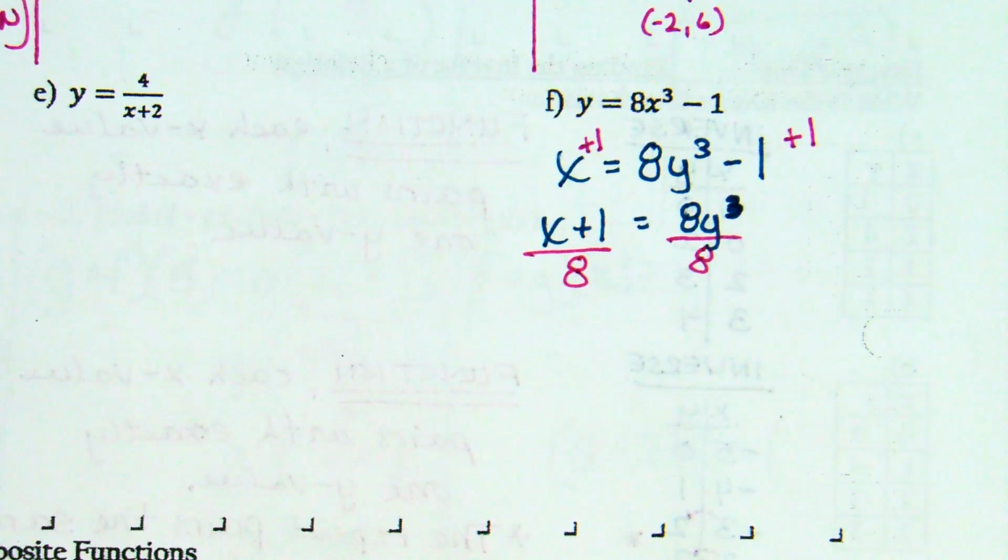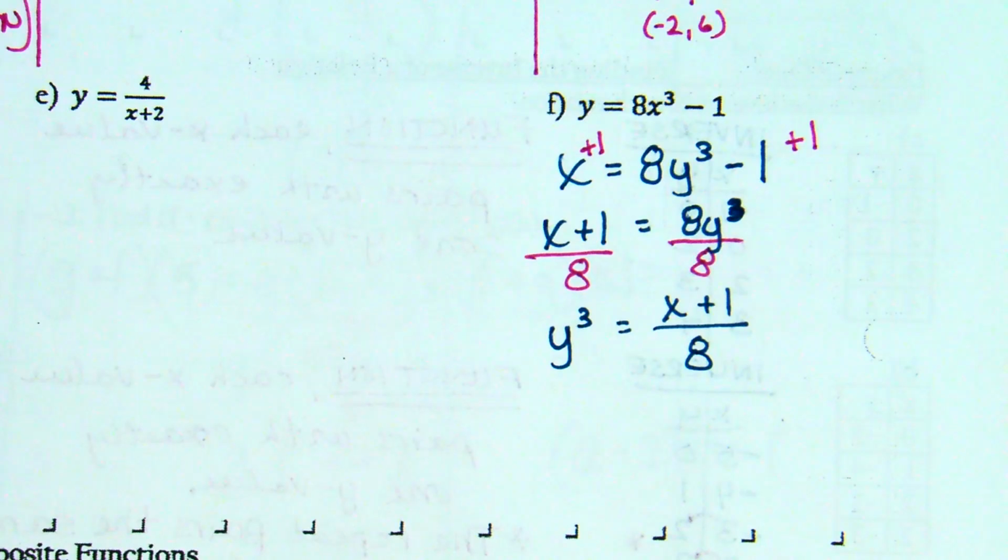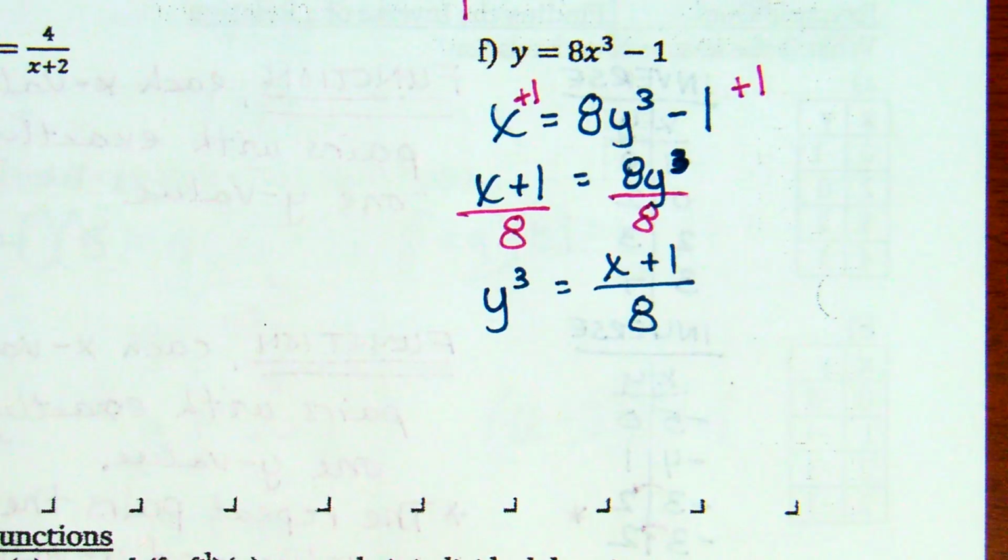How do I finish off solving for y if it's y to the third? You cube root. If it was y squared, we took the square root. Because it's y to the third, we're going to take the third root, or in other words, the cube root. If I take the cube root of one side, we take the cube root of the other side. What's the cube root of y cubed? Y. Easy enough. What is the cube root of x plus 1 over 8?